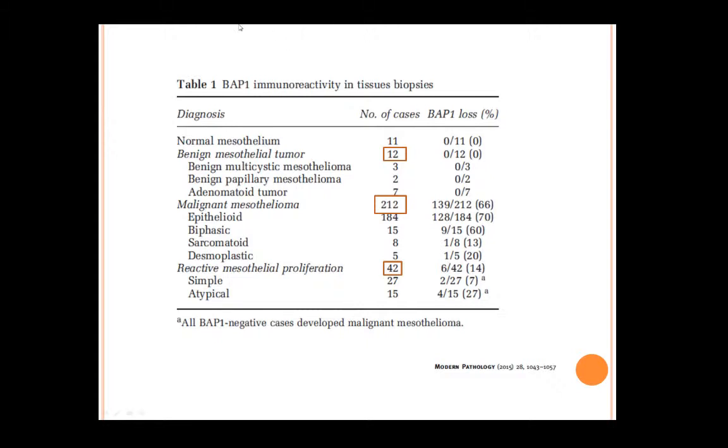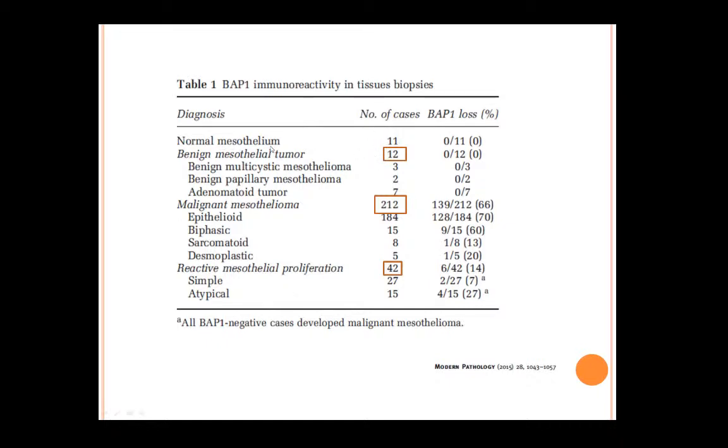This was a study which was performed to show the utility of BAP1 for diagnosis of benign versus malignant mesothelial proliferation, and in this study immunohistochemical stains and FISH analysis were performed on the cases, which included 12 cases of benign mesothelial tumors, 212 cases of malignant mesothelioma, and 42 cases of reactive mesothelial proliferations.